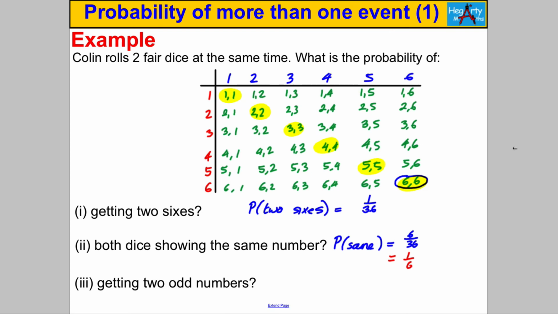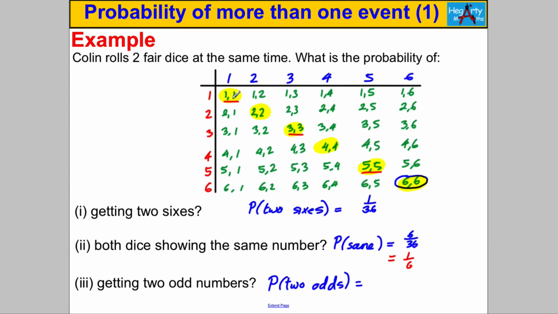And then it says, what's the probability of 2 odd numbers? So let's just write 2 odds. So we might have to count this a little bit more carefully. Let's just think about 2 odd numbers. Well, they're both odd numbers. They're both odd numbers. They're both odd numbers.